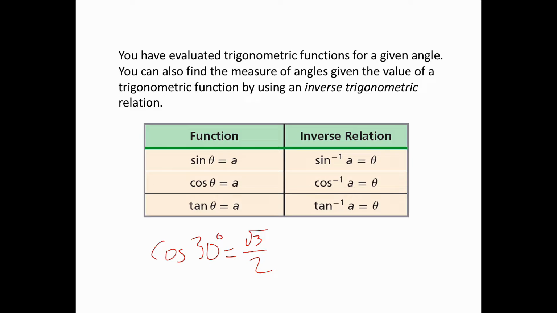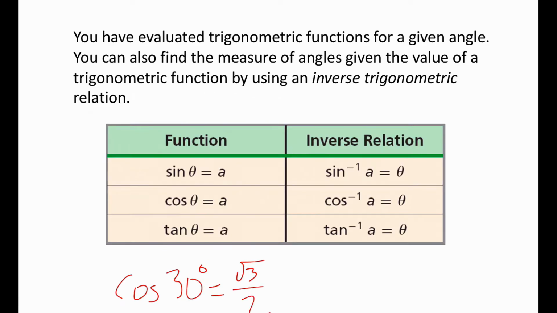But what if we already know the ratio of the side lengths, but we don't know the angle measure? That's where inverse trig functions come into play. The functions that we've talked about, sine, cosine, and tangent, also have inverse functions. They're denoted with a little -1 up here. We read this as sine inverse or inverse sine. I'll probably say inverse sine of A equals theta. So if the sine of some angle theta equals A, then the inverse sine of A equals that angle theta. They kind of undo each other.